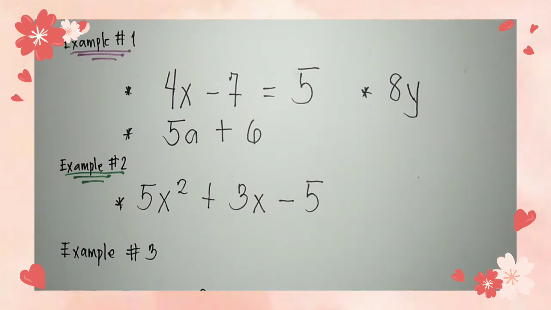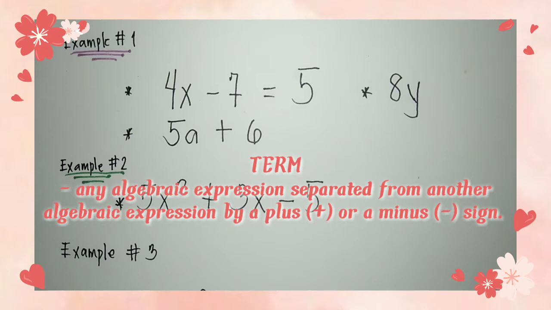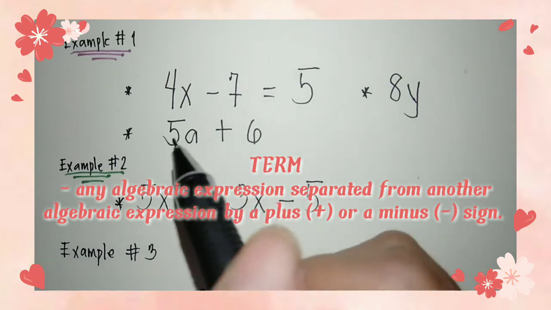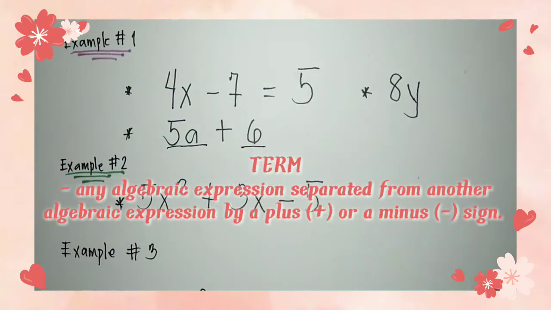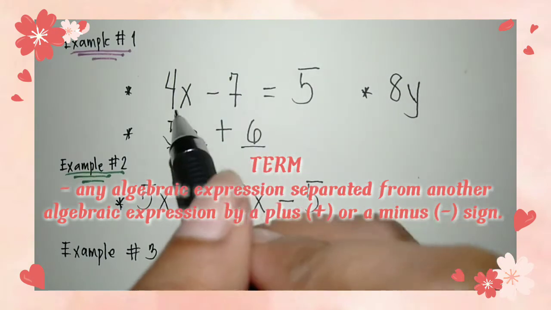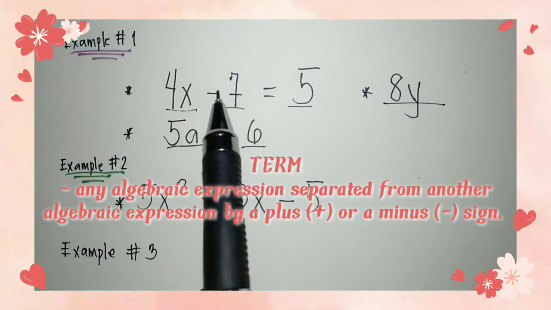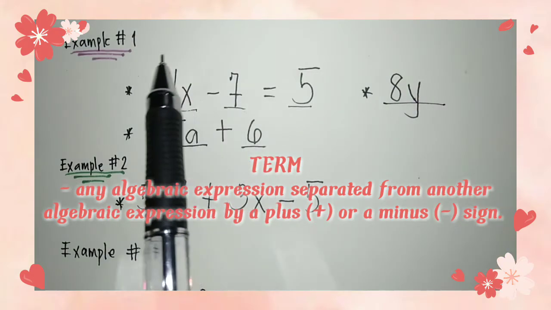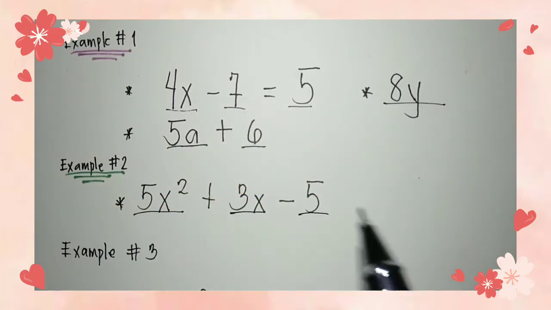Okay, so simulan natin sa term. So, ang term is any algebraic expression separated from another algebraic expression by a plus or a minus sign. So, meron tayong tinatawag na term. Ito, 5a, first term. Ito, second term. Ito yung mga tinatawag nating term, okay? Ayan. Kapag merong operation na nagse-separate sa kanila. So, ito yung terms na tinatawag, okay? Dito, term 1, term 2, term 3. So, yun yung tinatawag na mga terms.